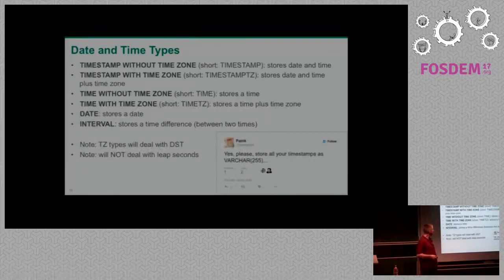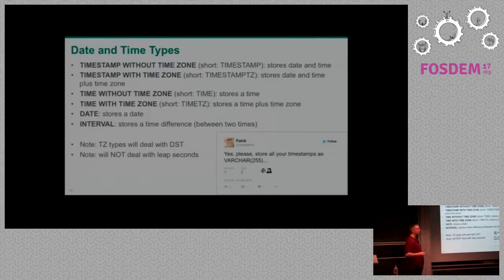We have several date, date time, and interval data types in Postgres. So we have a timestamp with and without time zone. Usually people use the shortcuts here, timestamp and timestamp TZ. We have a time with and without time zone, obviously without date. And we have a date, obviously without time zone, because it's just a date.